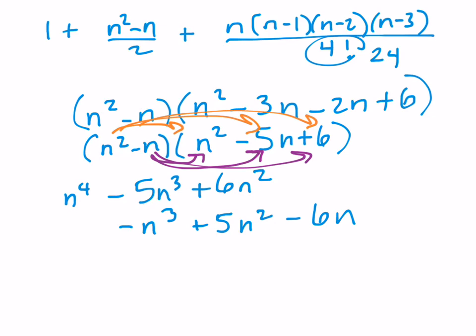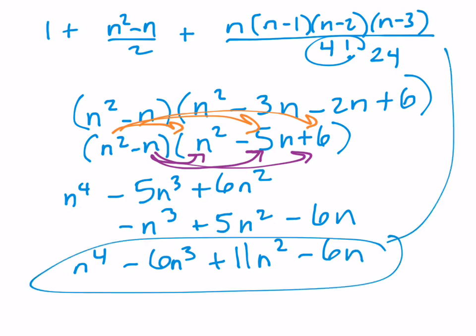And again, combining like terms, we've got n to the 4th, okay, and then negative 5n cubed plus negative 1n cubed is negative 6n cubed. Okay, and then we've got 2n squared terms. We've got 6n squared and 5n squared, so that's 11n squared. And then finally negative 6n. So that is all in the numerator, and that's all over 24.